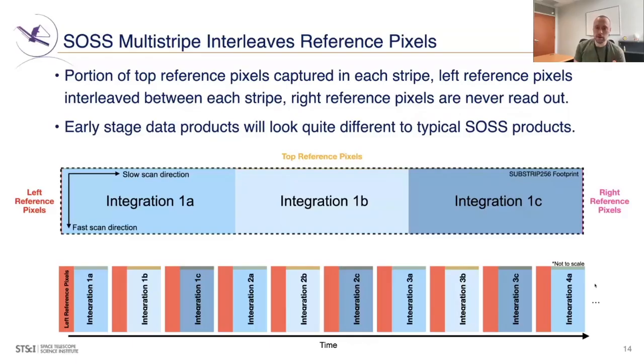Now, that doesn't mean that you're going to have to completely change your reduction pipelines, because the hope and the target right now is that around the reference pixel correction step we can start to stitch all of this back together. We can do a bit of quilting and stitch all the integrations together so that we put them back in that nominal SUBSTRIP256 subarray format. The only real caveat is that we never actually read the right reference pixels. We only read the left ones, so we might have some dummy values or NaN values just to pad those out. But hopefully this gives you an idea of the timeline structure of this.